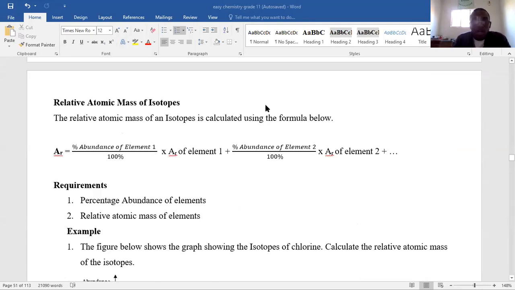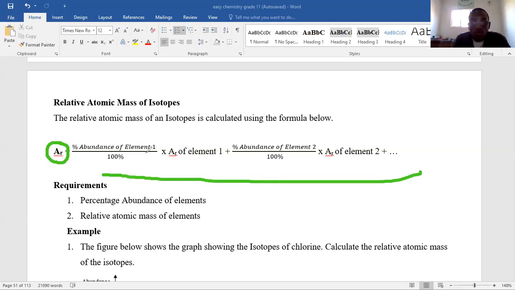So when we go up, we have this formula. This formula is dependent on the number of isotopes that you have. You can see here we have the relative atomic mass denoted by capital A small letter r, and then this is the formula: the percentage abundance of element 1 divided by 100% times its relative atomic mass. If this is chlorine 35, when you run it, it will produce its own percentage abundance that you substitute here, and then this mass goes there.